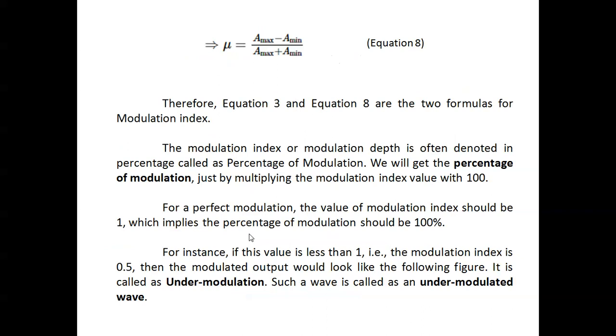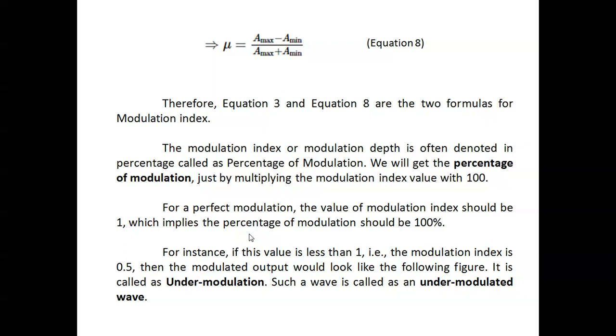Okay, based on the equation, the modulation index mu is equal to A maximum minus A minimum. So equation 3 and equation 8 are the two formulas of modulation index. Modulation index and modulation depth.